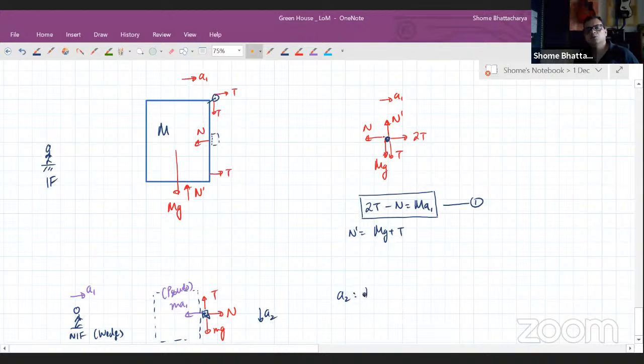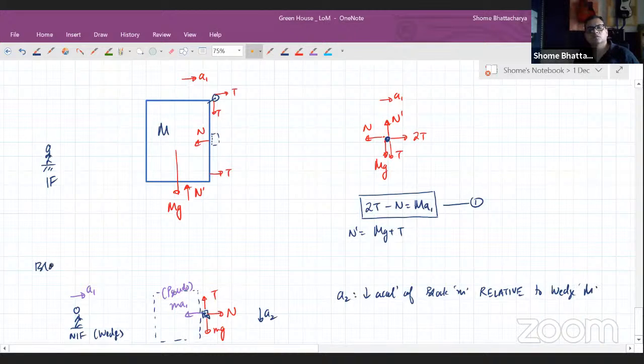So A2 is the downward acceleration of the block small m relative to the wedge. So this is the block small m's free body diagram in the non-inertial frame. This is the wedge, capital M's free body diagram in the ground frame.